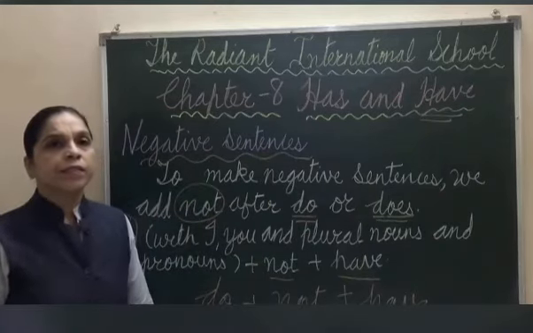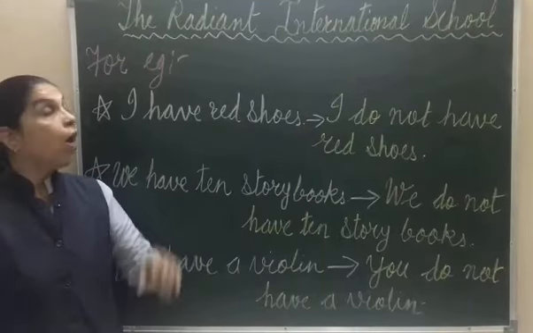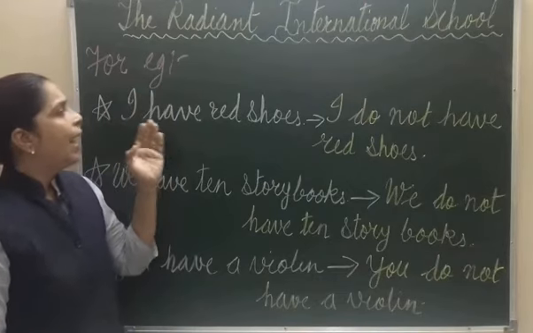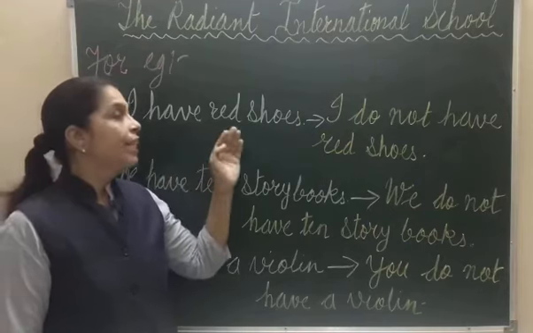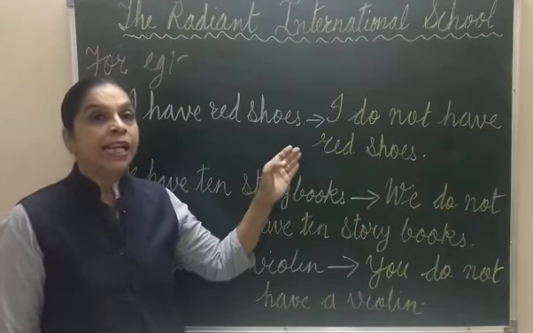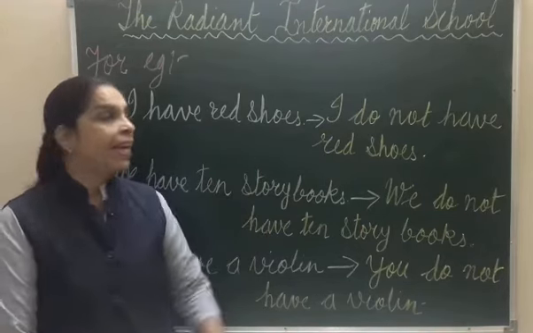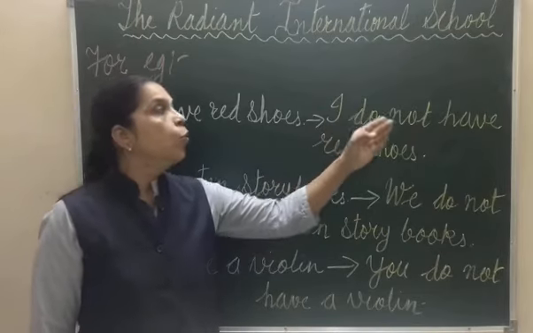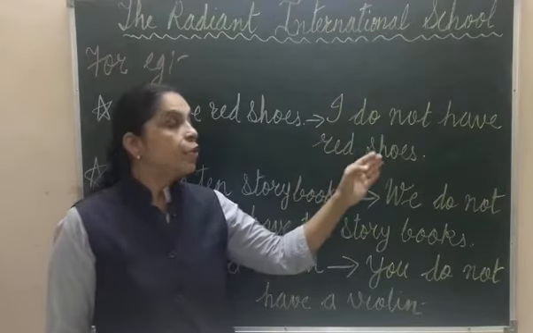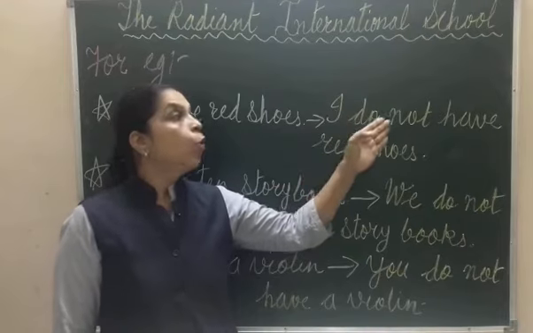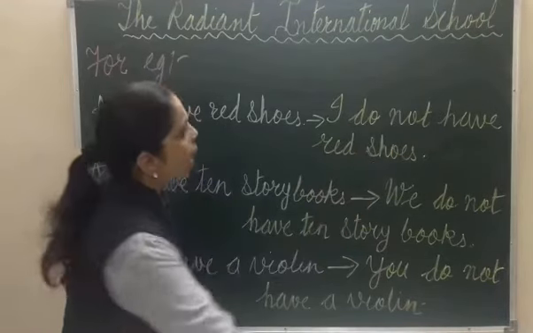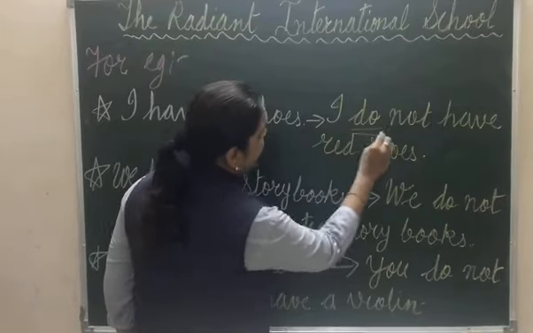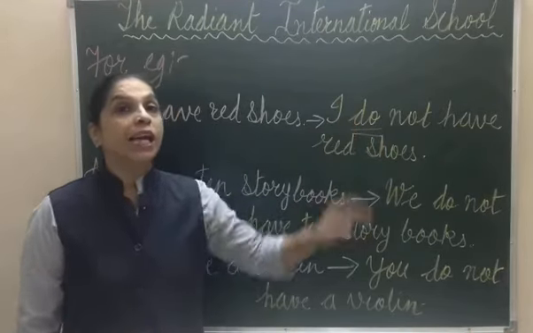Okay. Now for example, I have red shoes. Now in negative sentence, what you will write? I do not have red shoes. Now, why here I have written do? मैंने यहाँ do क्यों लिखा है?